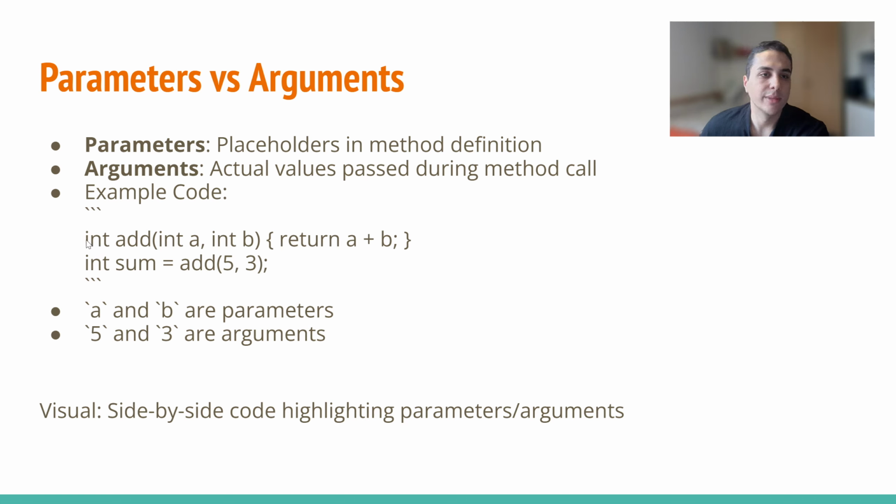For example, let's imagine we have a simple add function, which is an integer type. So we have int at the beginning, the method's name is add, and it has two parameters, int a and int b, which returns a plus b. This method takes two arguments and returns the sum of them. Then we have another variable called int sum, which calls the add method, giving 5 and 3, and it will return 8. a and b are the parameters in this case, and 5 and 3 are the arguments.